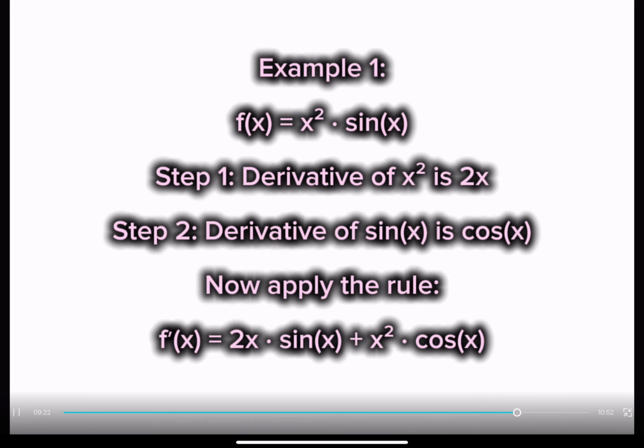Example number 1. Step 1. Derivative of x squared is 2x. Step 2. Derivative of cosine x is negative sine x. Now, apply the rule. You kept one function untouched while differentiating the other, then you switched.